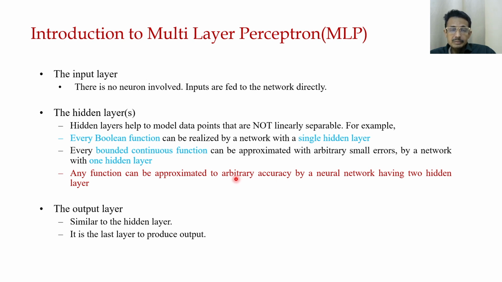But this is theoretically possible; practically it is a bit complicated. Now the output layer is similar to another hidden layer, but it gives the output, and it is the last layer to produce the output. So we can see three types of layer: the input layer, the hidden layers in between, and the output layer.